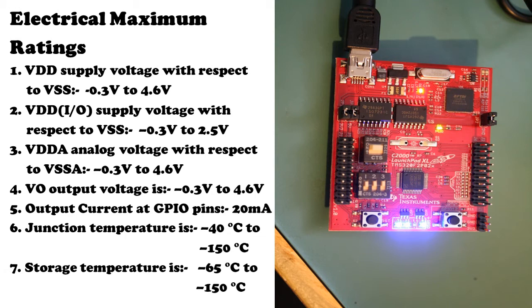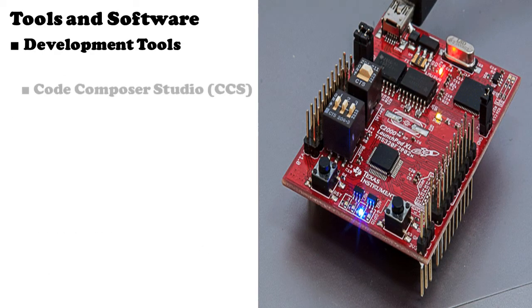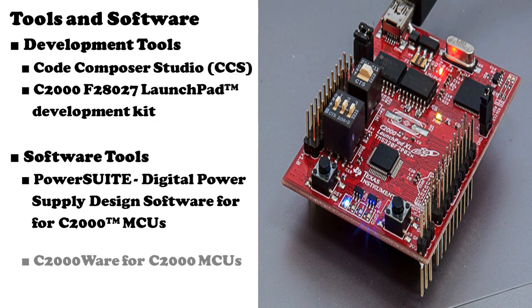The output voltage VO is -0.3 volt to 4.6 volt. Output current of GPIO pins is 20 milliamps. The junction temperature of the controller is -40 degrees Celsius to 150 degrees Celsius. Storage temperature of the controller is -65 degrees Celsius to 150 degrees Celsius. Next, we are going to know about tools and software.